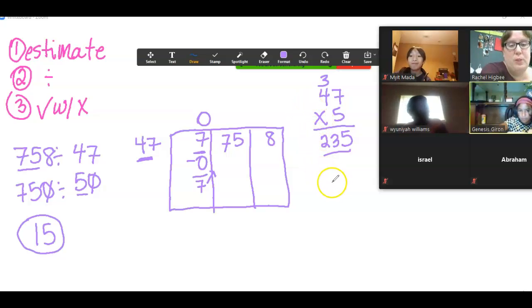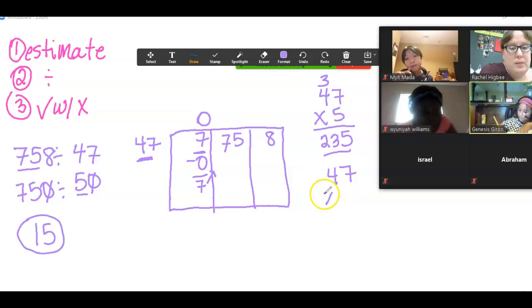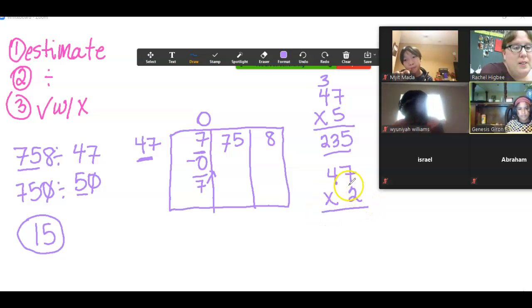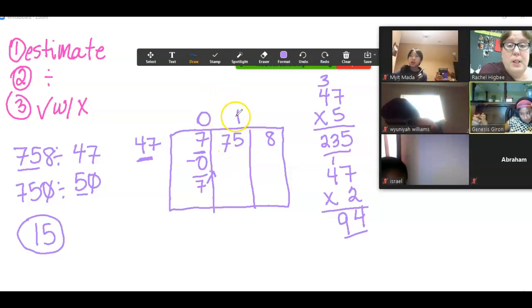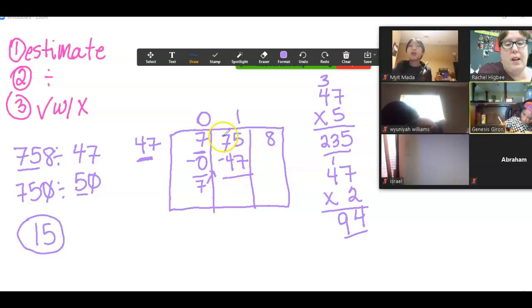That's way over. So what should I guess now? 2? Genesis says 2. So let's see what 2 groups is. Let's see. So 2 times 7 is 14, and then 2 times 4 is 8, plus 1 is 9. Oh, that's 94, right? But I only have 75. So yes, you're right, Genesis. Only one group, okay? Because 2 groups is too much.